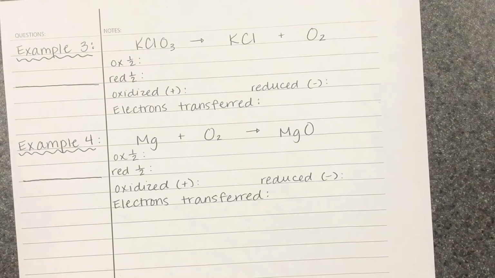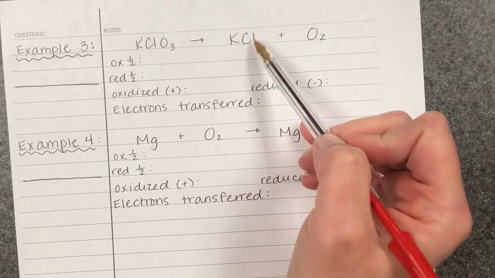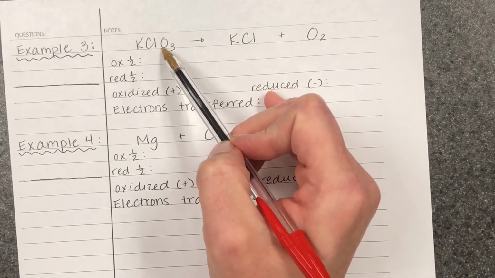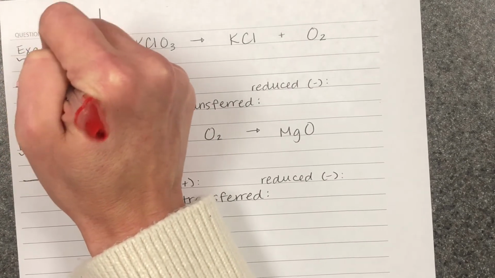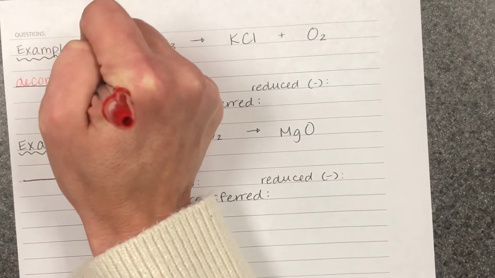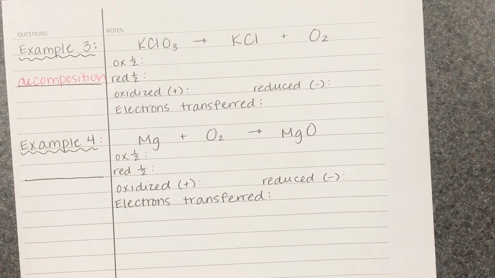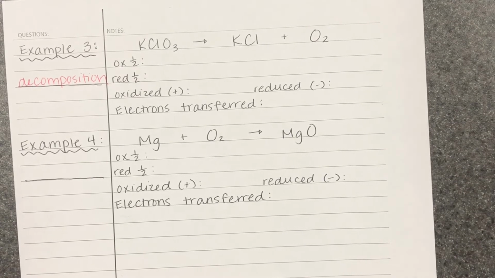Okay, so for example 3, we have one single compound reacting to form 2 separate products. And so any reaction in which you start with one single reactant, that's going to be a decomposition reaction. And we're going to go ahead and assign oxidation numbers to each element in this reaction. So we have a couple that we have rules for.